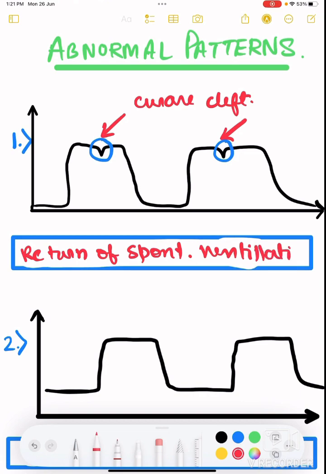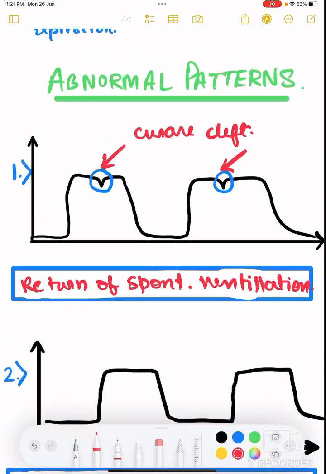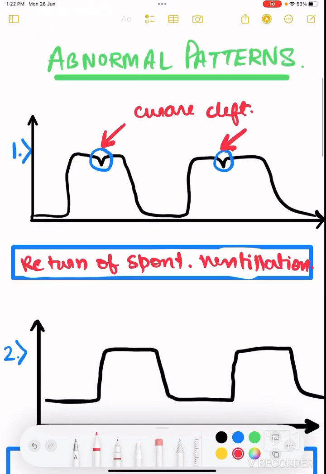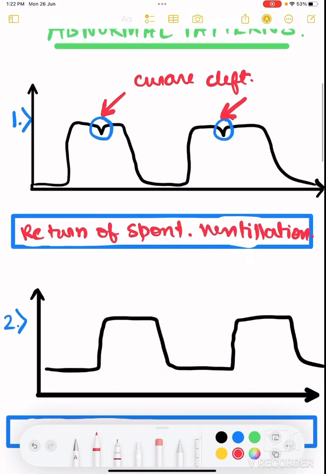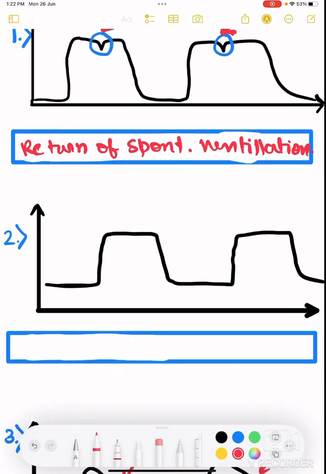When the patient is in anesthesia, we give neuromuscular blockers, and the neuromuscular blockers' effect fades away. Then if the effect is faded away, we can see this type of graph, means curare cleft can be seen. So it is seen when the patient puts his own effort for ventilation, right? So this is called return of spontaneous ventilation. So what is the treatment if we see this type of graph and the patient is under anesthesia and OT is going on? We have to give another dose of the neuromuscular blocker, for example atracurium or succinylcholine, whatever we have given.